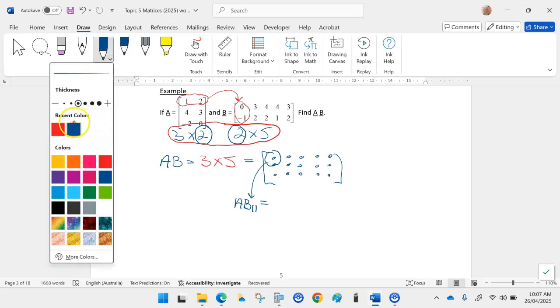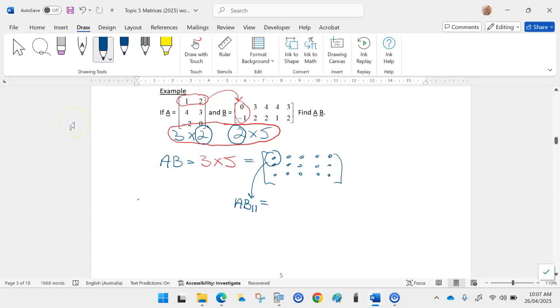Well, that would mean taking element 1 from the first row of matrix A and multiplying it by the first element in the column of matrix B. So that is 1 times 0. And then I keep going. I take 2, which is the second element in the first row of A, and multiply it by the second element in the first column of B. So that is 2 by -1.